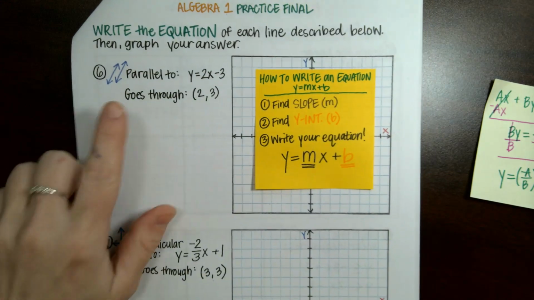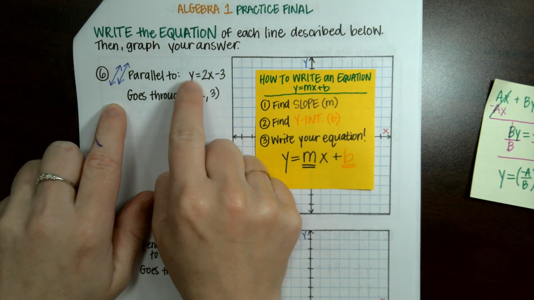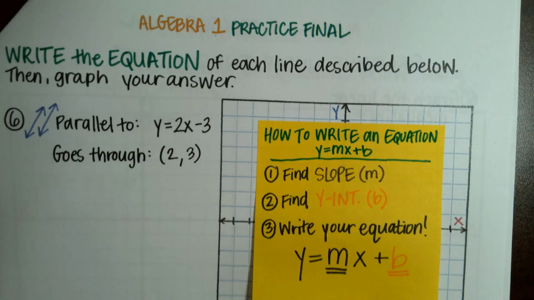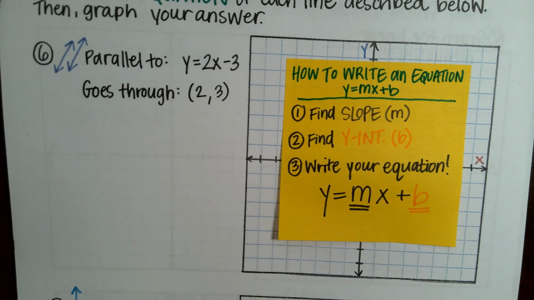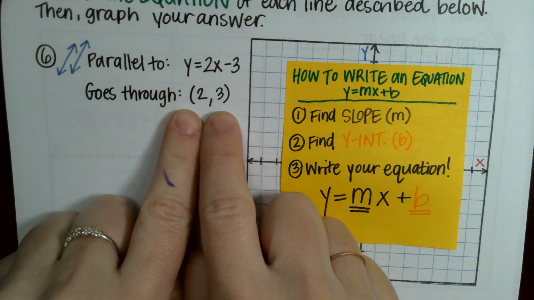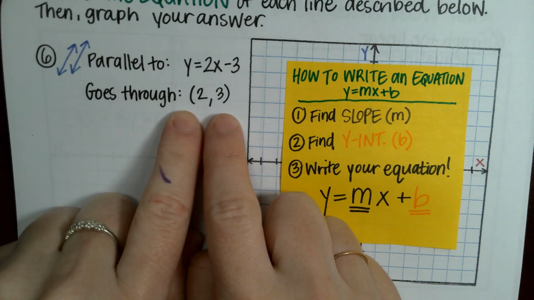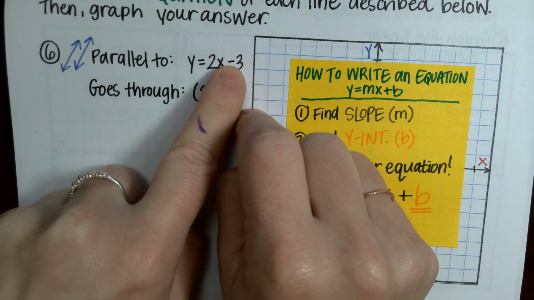So, for this problem, we are given that the equation we need to write is parallel to y equals 2x minus 3. So what value do we already know? We do have an x and y that they give us. Say it again. We have a m. Now this is the b of the first line.